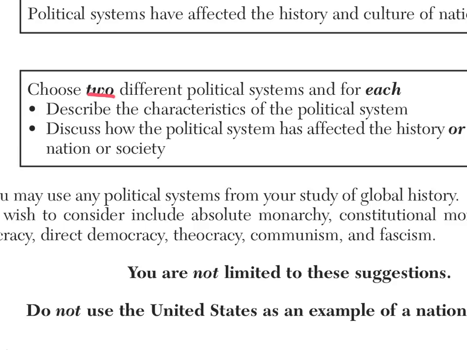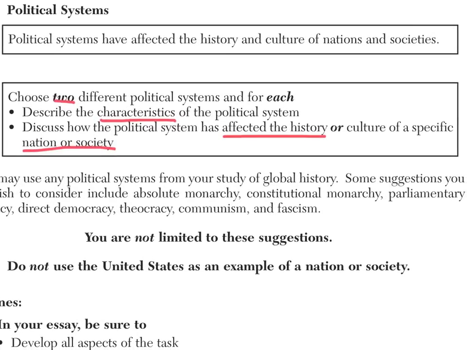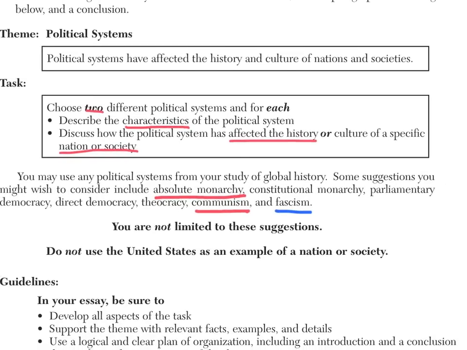So what we're going to be doing is talking about the characteristics, and we're going to be talking about how the system has affected the history of the nation or society. So let's think about which of the two political systems we're going to be identifying. We've got a number of options underneath, among them communism, fascism, theocracy. What I'm going to choose right now is absolute monarchy and communism. If you want to choose additionally fascism, because we've discussed that in class quite a bit too, you are more than welcome.